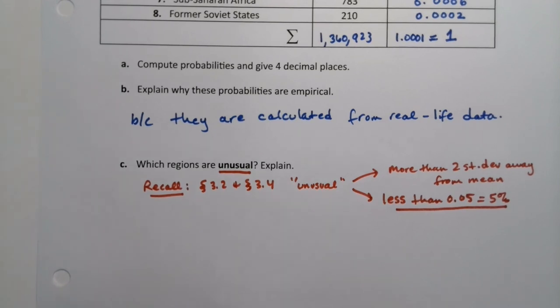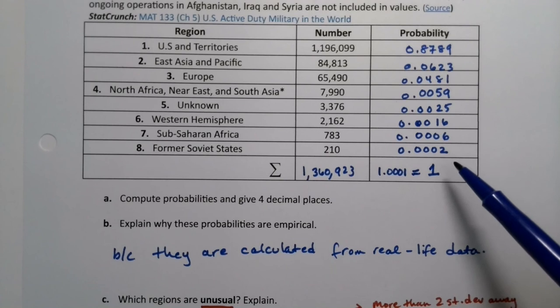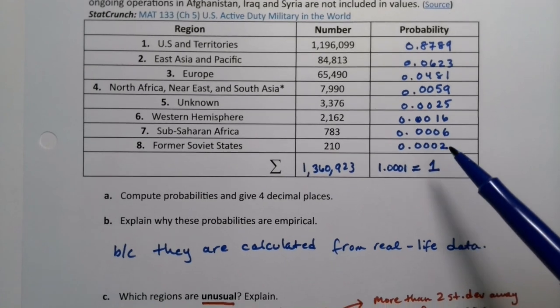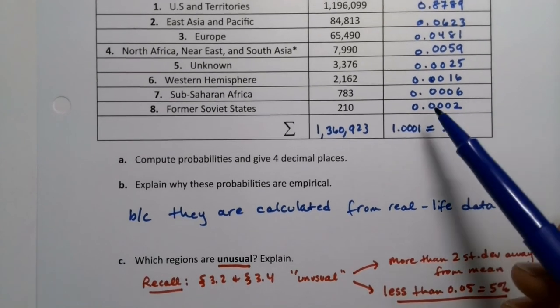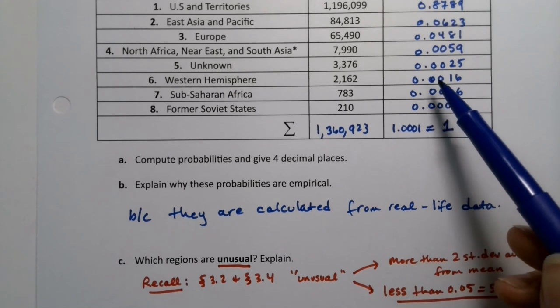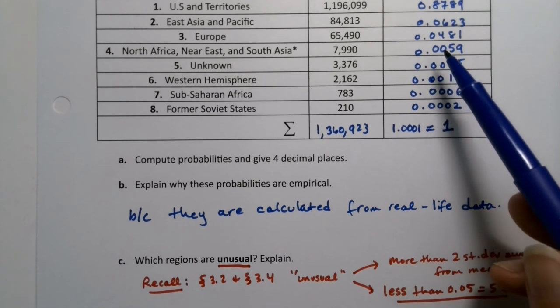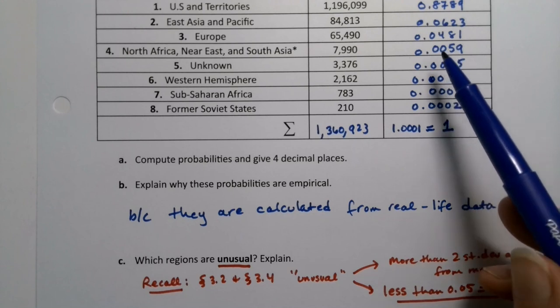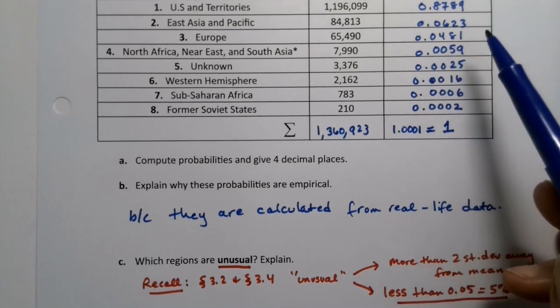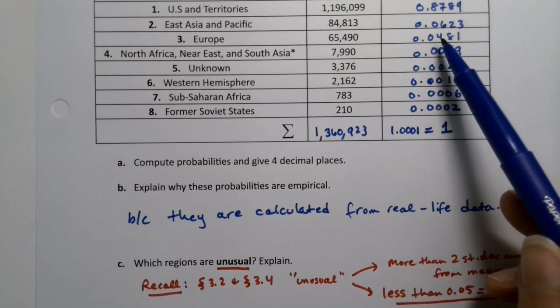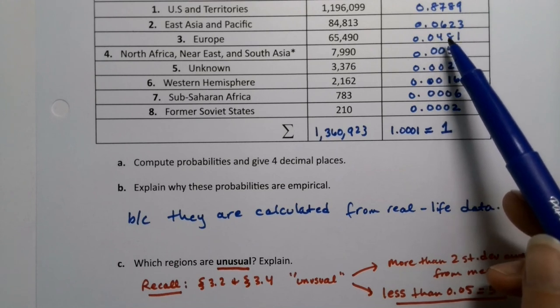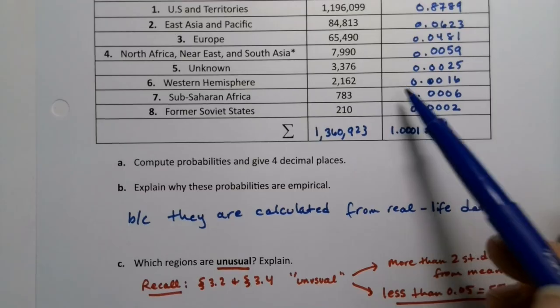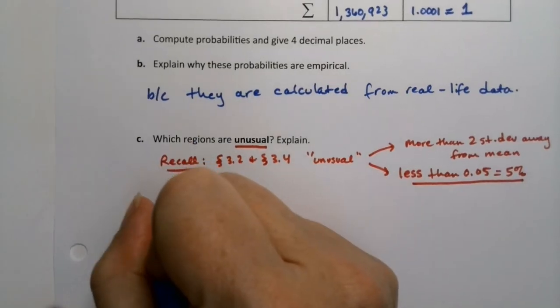All right. So if we look here, which ones are less than 5%? So remember it's 0.05. So anything with 0 in the front would be less than 5%. Right? This is 0.5%. This is less than 1%. So it's 0.05 that I'm looking at. And even this one, even region 3, because 0.0481 is less than 0.05. So regions 3, 4, 5, 6, 7, and 8 are all unusual.